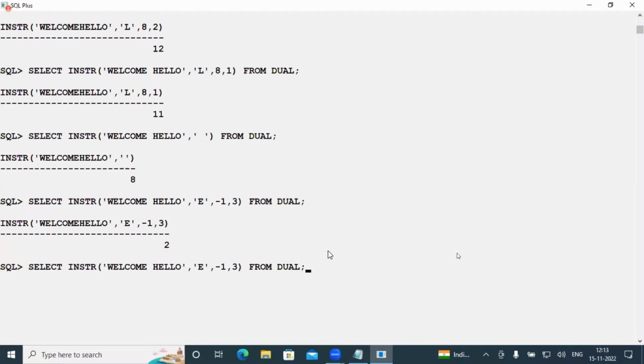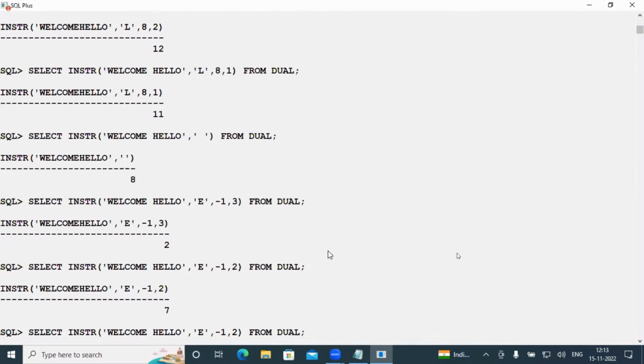Now let me try one more. If I was given 2, what is my position? Second occurrence of E, position how much here? 7. Okay, right.